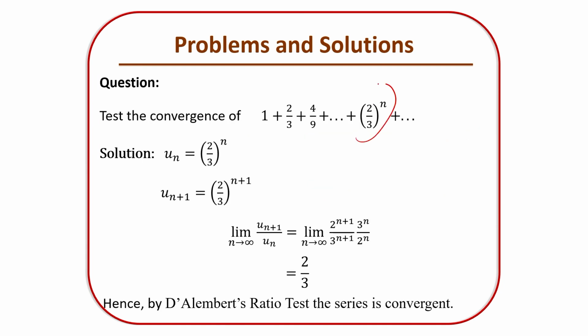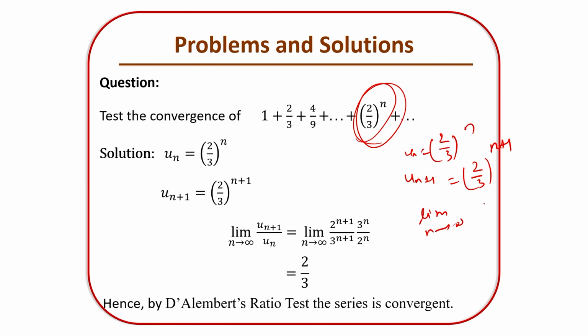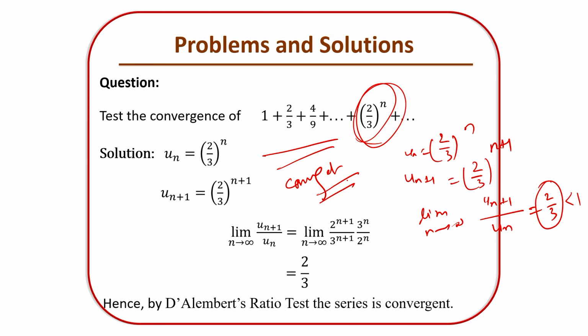The next problem, the nth term of that series is given. So u_n is given as 2 by 3^n. Calculate u_(n+1), which is equal to 2 by 3^(n+1). Calculate the limit as n tends to infinity of the ratio of u_(n+1) and u_n. This will give you 2 by 3, and 2 by 3 is also less than 1. That means this series is going to be a convergent series. And how do we conclude? We conclude using the D'Alembert ratio test.